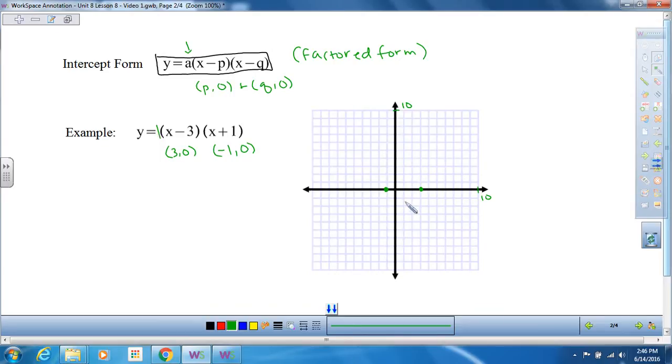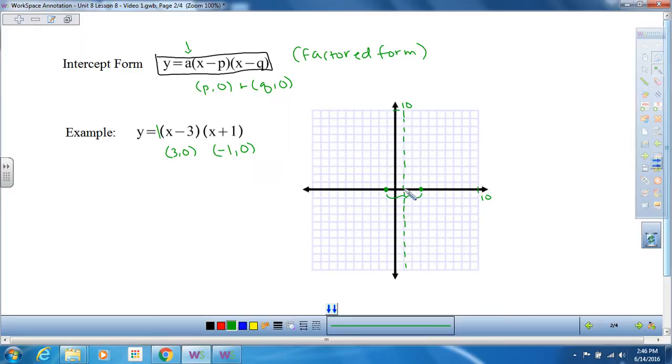Okay, so let's find our vertex. Well, our vertex has to be halfway between these 2 points. So if I count the distance between these 2 points, 1, 2, 3, 4, okay, halfway would be 2. So right here. So my axis of symmetry is here. So my vertex has to be somewhere along this line.